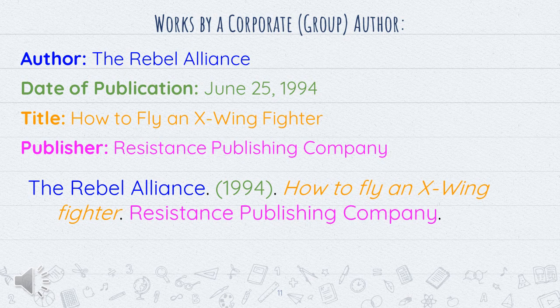Period, insert mo, open and close parenthesis, yung year of publication, period again, and then the title, and then period again, and then put the publisher. Resistance Publishing Company, and then period. So, that's it for works by a corporate or group author. I think ito medyo madali-dali lang. Kasi wala ka dyang i-determine kung anong initial lang yung ilalagay mo kasi grupo siya ng mga author.